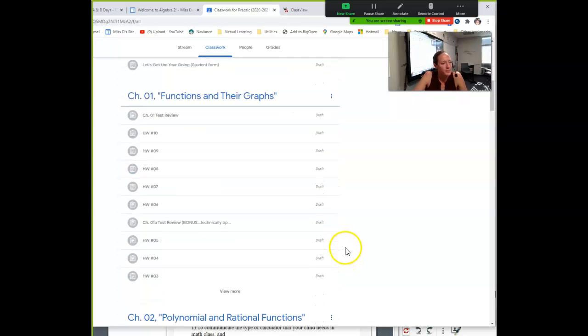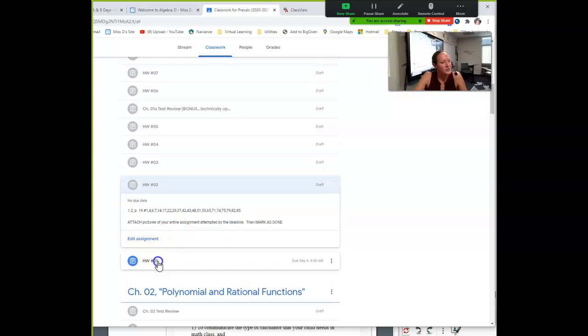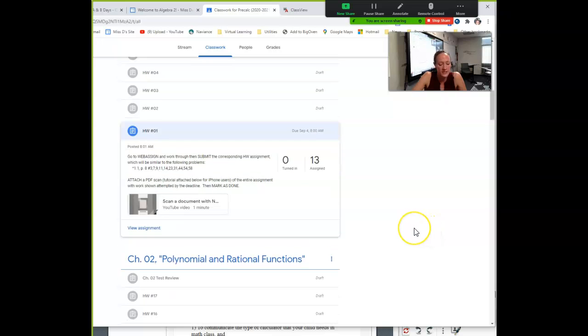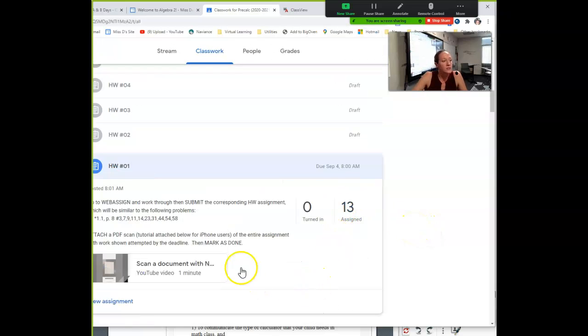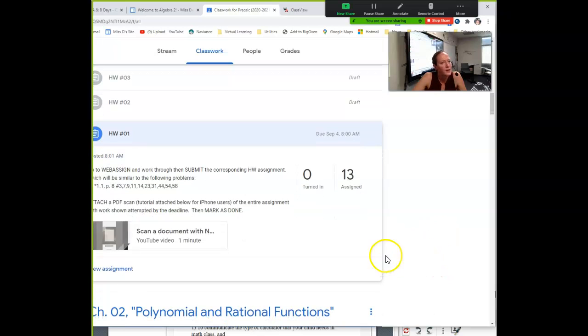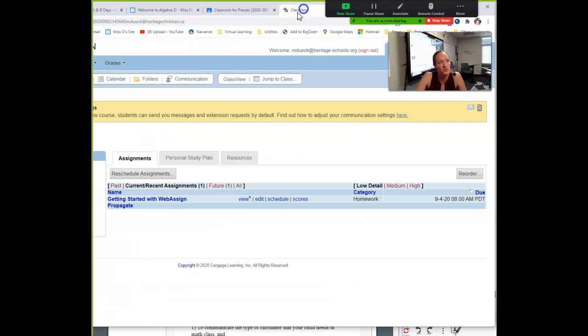But then there's a homework that popped up. I have to go really far in mine to find it. Here's homework number 1. Let's quickly talk about these directions, and let me zoom in. Homework number 1 says, you probably can't see that whole thing, let me zoom out one, that you are to go to WebAssign and work through and then submit the corresponding homework assignment. So there is a homework number 1 in WebAssign that should have popped up for you.